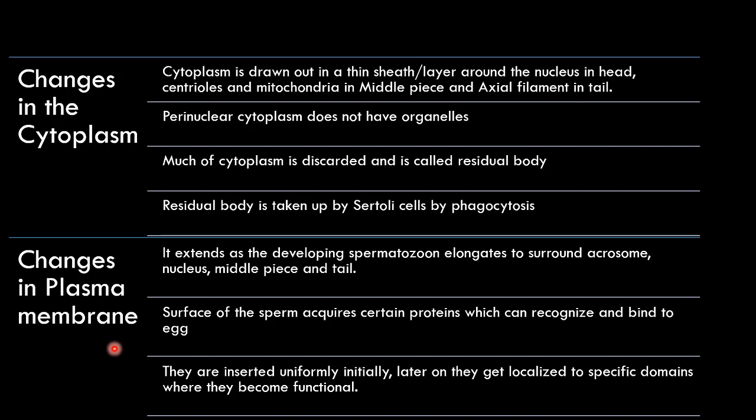What are the changes that are taking place in the plasma membrane? The plasma membrane extends because elongation is taking place, and it surrounds the acrosome, the nucleus, the middle piece, and the tail. The plasma membrane also acquires certain proteins which can recognize and bind to the egg. So there are specific proteins in the plasma membrane that have special receptors that can recognize the egg and bind to it. These proteins are inserted uniformly, but later on they get localized to specific areas or domains where they become functional.